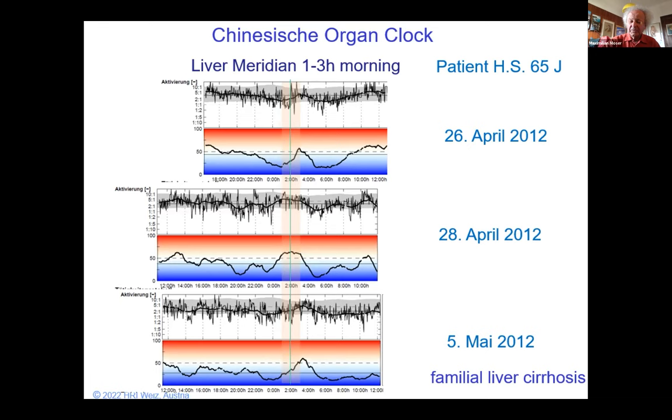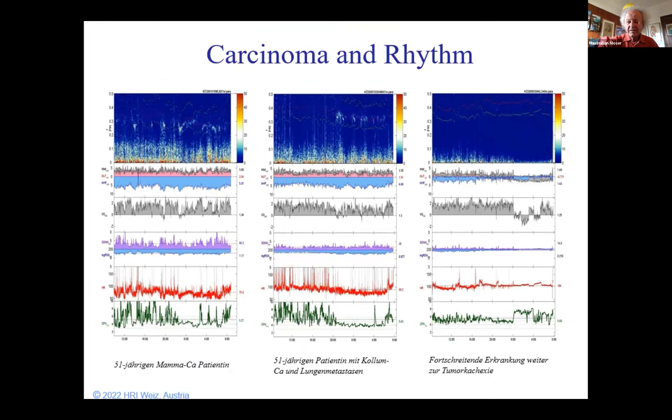Now, this was just one example I wanted to show you of how the type of investigations that we make could be used as a modern Chinese organ clock and diagnosis instrument, a pulse diagnosis instrument. And we also found that in cancer patients, these rhythms are drastically reduced.